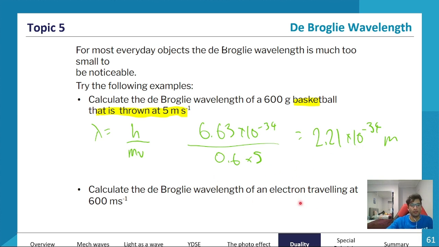And you can do the same sort of calculation for electrons. When you do that, you get a wavelength of 1.21 times 10 to the negative 6 meters. Well, yes, it's small. This is in the range of micrometers, and we can actually do things at this size, but 10 to the negative 34 is just too small. And that's why we can create diffraction patterns with electrons.